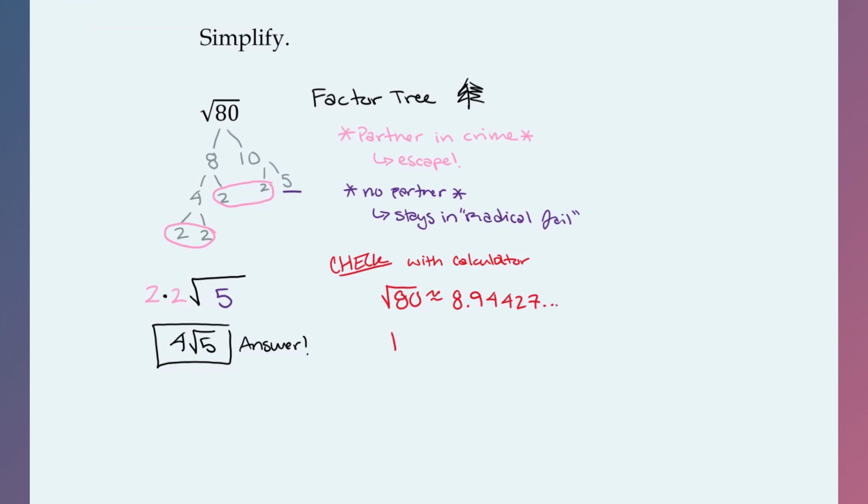And then you're going to plug in 4 times the square root of 5, and you want to get that same decimal approximation. And then we do, so 8.94 and so on. So since those are the same, that means we simplified correctly. This is an easy way to check.